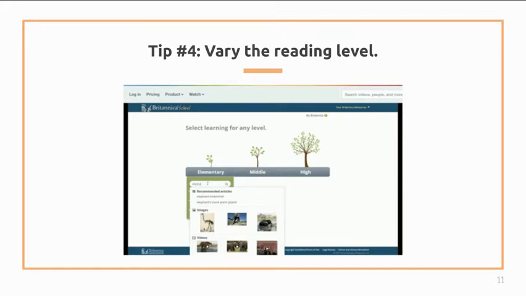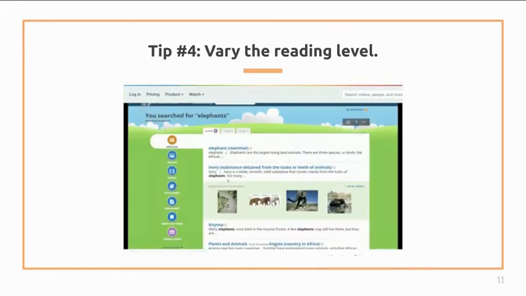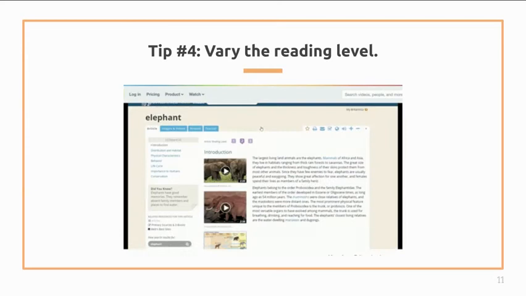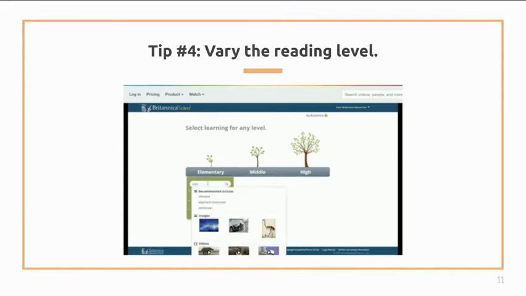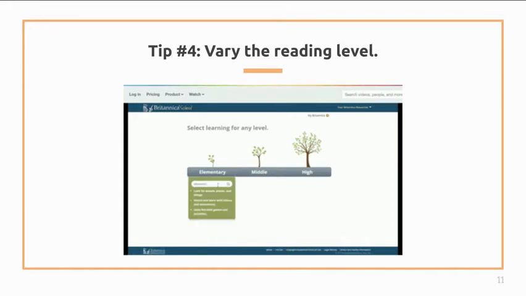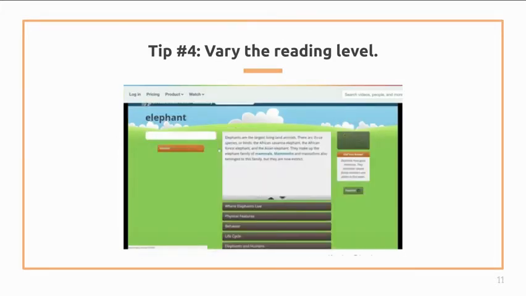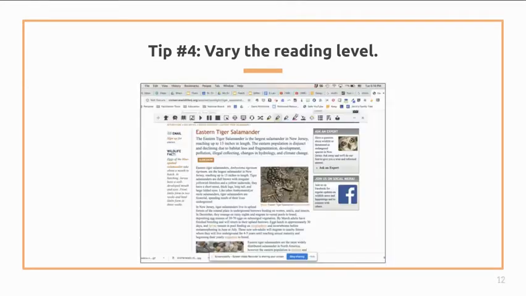Tip number 4, vary the reading level. Wouldn't it be great if you could plan with one text but provide different reading levels based on the readiness of your students? Many publishers have begun providing text at different Lexile levels to ensure all students can access their material. For instance, you'll find our district's subscription to Britannica School provides informational articles at different Lexile levels.